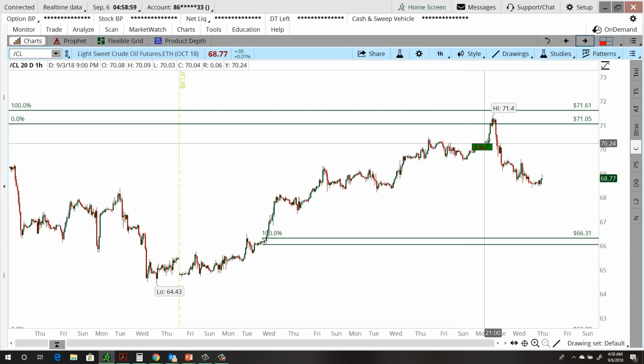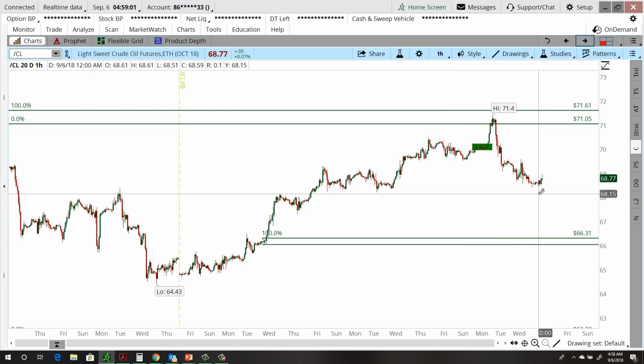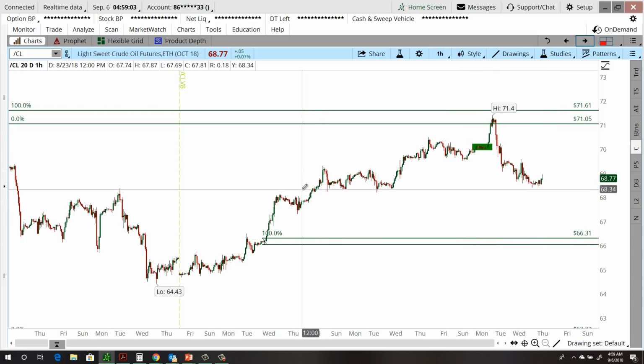Crude oil. So in crude, still off of this short up here, price is continuing to move down. I think we may have another opportunity for a breakdown in crude below this area right here.